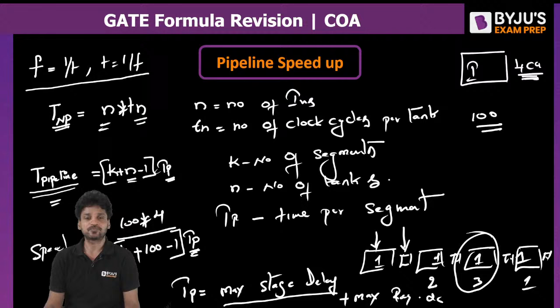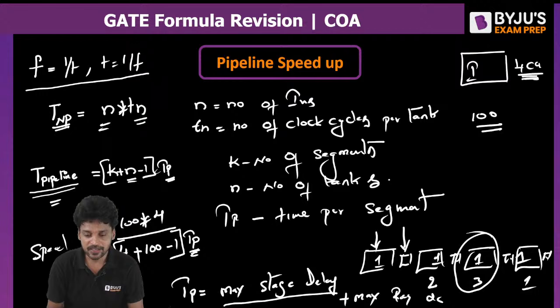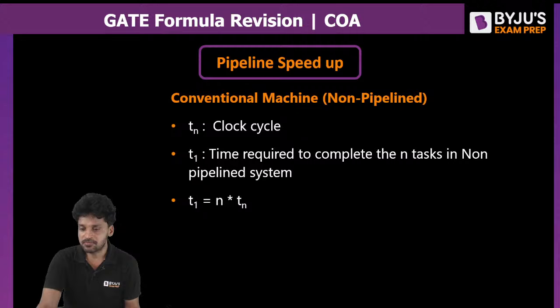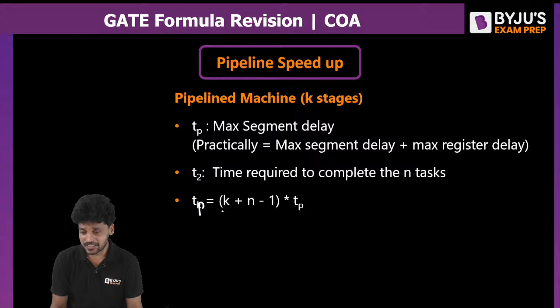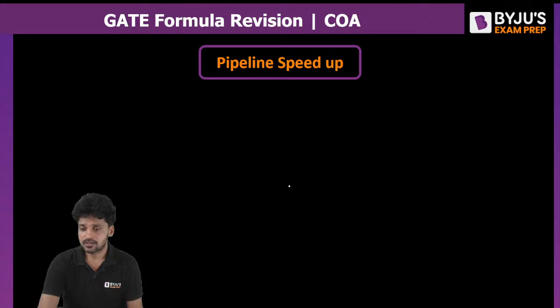Are we clear? So this is the thing. Let me erase this. In a conventional pipeline system, T1 is the time required in a non-pipeline system. In a pipeline system, the time is k plus n minus 1 into Tp. Are we clear? And the next thing is speed up is n into Tn divided by k plus n minus 1 into Tp.